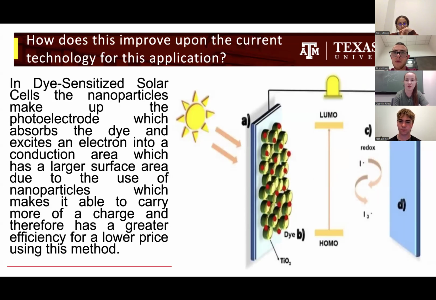The photoelectrode of this dye-sensitized solar cell is made up of nanoparticles. This section of the solar cell absorbs the dye and excites an electron into a conduction area. Due to the use of nanoparticles, this conduction area has a larger surface area than most other solar cells and makes it able to carry more of a charge. This gives it a greater efficiency for a lower price, which makes it better than other similar methods.